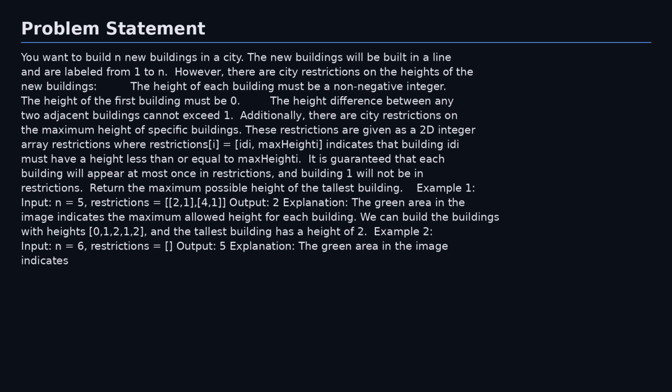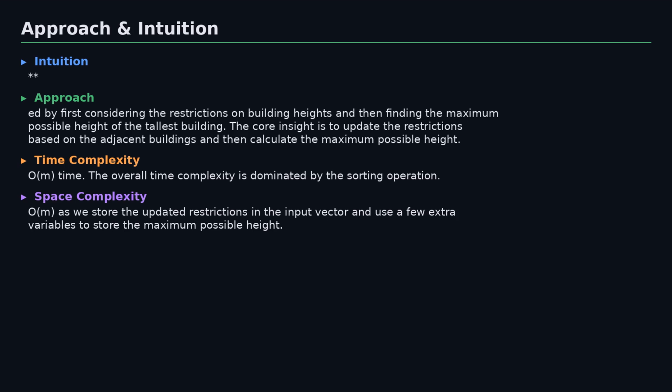So, the core insight here is to think about how we can update the restrictions based on the adjacent buildings. Imagine you're building a skyscraper, and you have a neighbor who has a height restriction. You can't just build your skyscraper to be super tall if your neighbor has a restriction. You need to take that into account when planning your building. Similarly, in this problem, we need to update the restrictions based on the heights of the adjacent buildings. And that's the key to solving this problem.